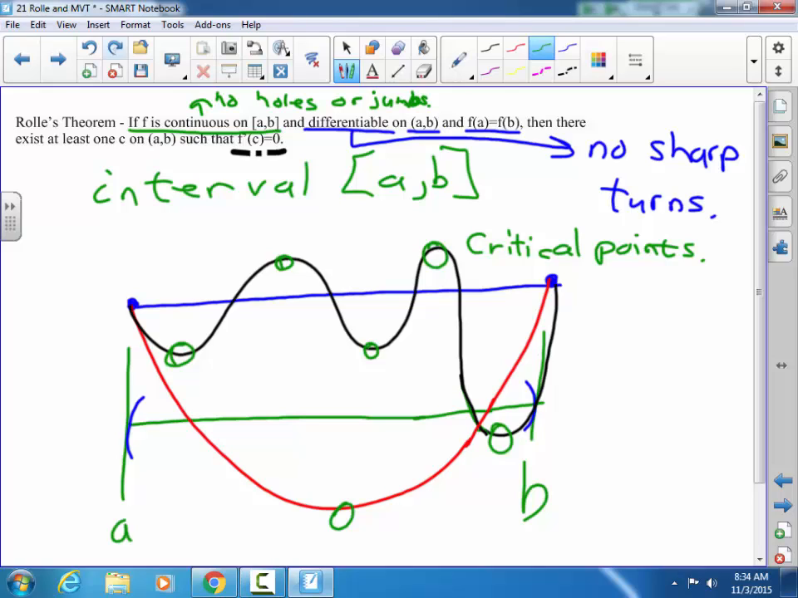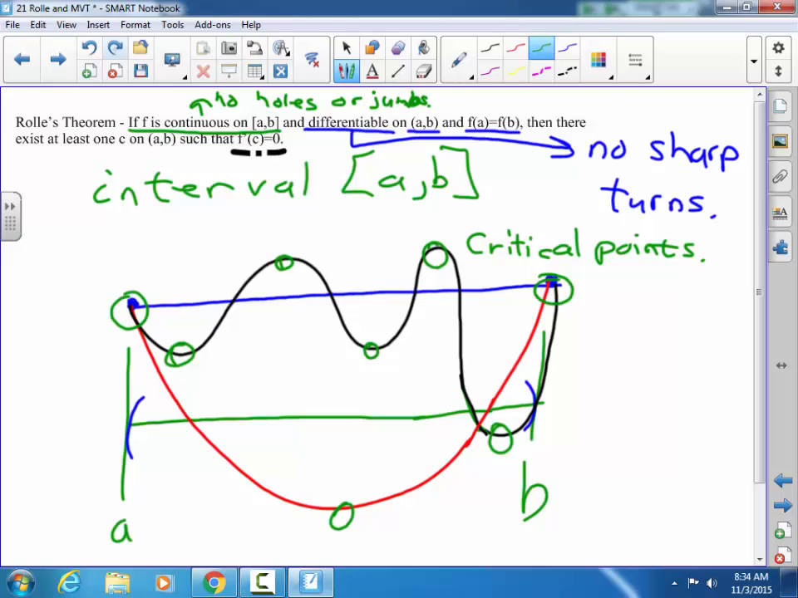Okay? So, Rolle's theorem says that if we've got a continuous function and we can find two places where we know the function is equal, okay, so get that in your mind. You've got two places where you know the function value is the same thing. There has to be a critical point between them. Has to be. As long as the function is continuous and differentiable.